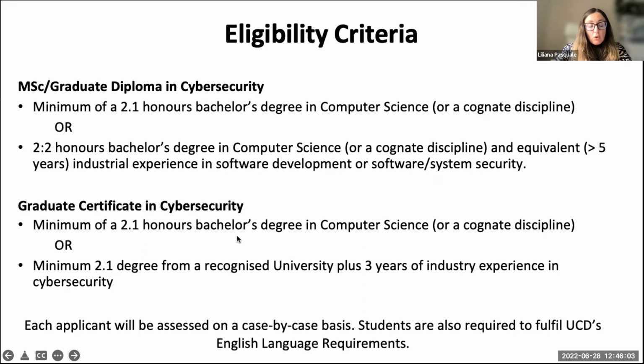Instead, for the graduate certificate, we require either a minimum of a 2.1 honors bachelor's degree in computer science or a cognate discipline, or a minimum of 2.1 degree from a recognized university, not just a computer science degree, plus 3 years of industry experience in cybersecurity. However, it's worth mentioning that each applicant will be assessed on a case-by-case basis because situation, personal circumstances, and experience can vary. And also, students are required to fulfill UCD English language requirements.